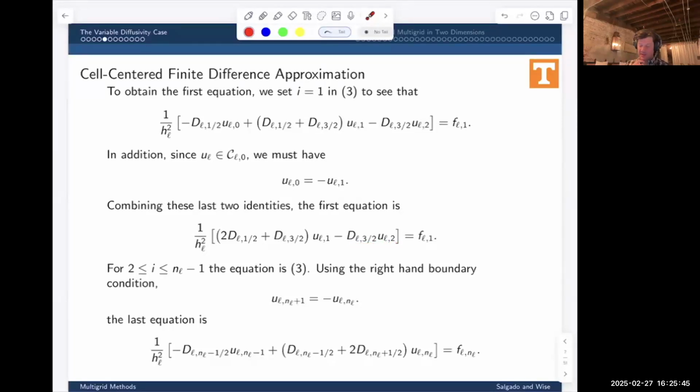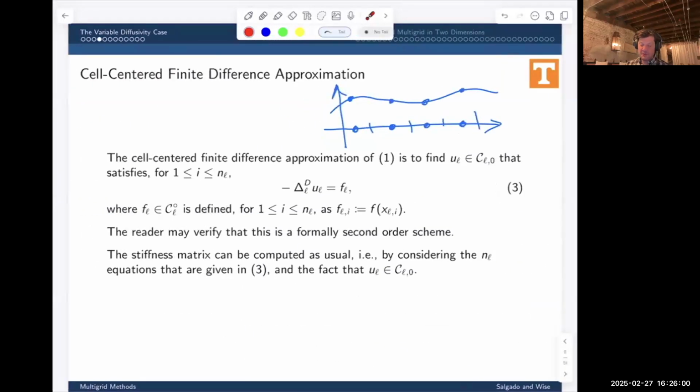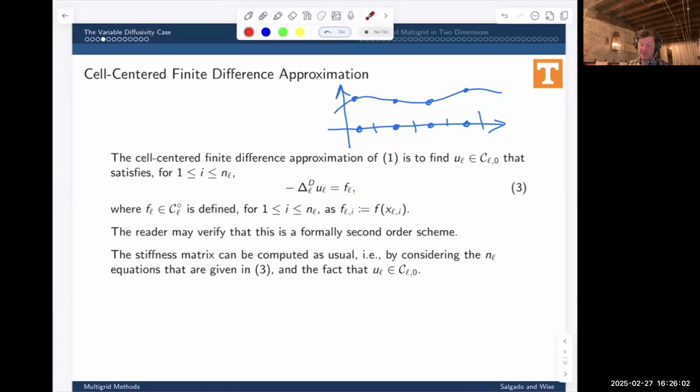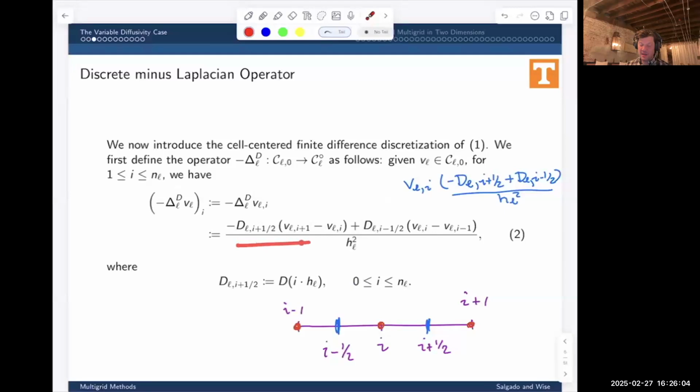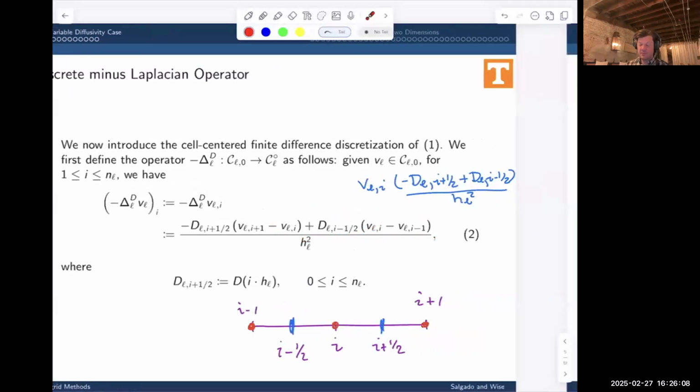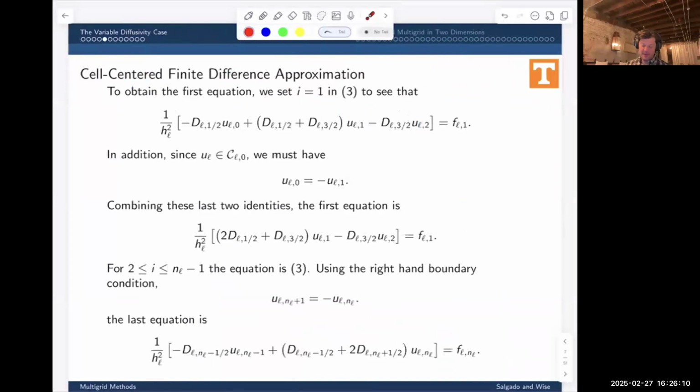What about the second equation? That is whenever I set I equals 2 in 3. Well, between 2 and N_L minus 1, the equation is exactly just 3. So I can just use this equation without applying any boundary conditions. So all I do is apply this definition, and I combine the two middle terms together. So that's all I do for those equations. I just use 3 and I combine the terms in the right way.